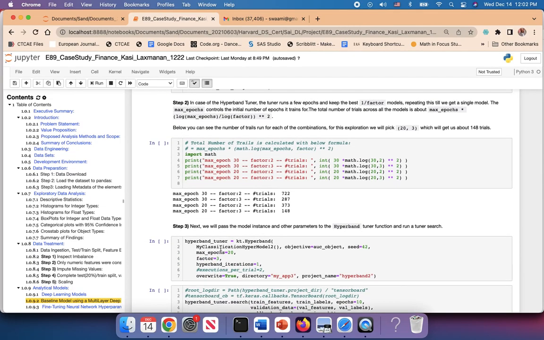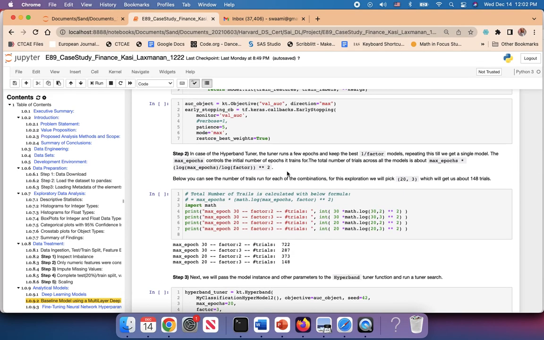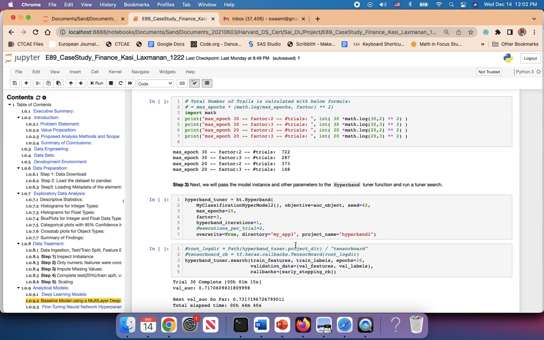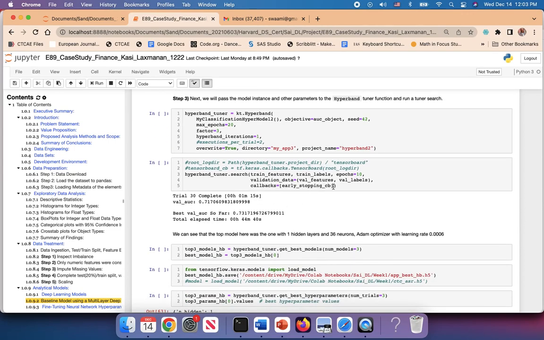Before we move on to define the hyperband tuner, we want to look at how we can determine the number of trials it runs. The number of trials it runs is based on the max epochs and the factor. This is the formulation for that, and we've run some scenarios here to look at approximately how many trials it runs. So we will choose a max epoch of 20 and a factor of 3, which will come up to about 148 trials. And then we will define the hyperband tuner with that criteria, and then we'll run a search on it with the early stopping callback as well.